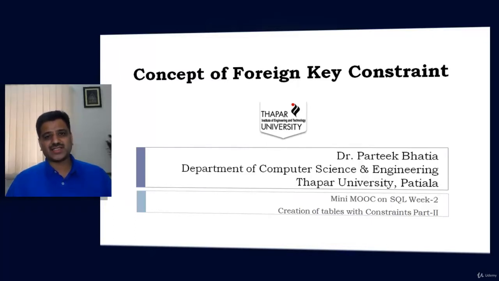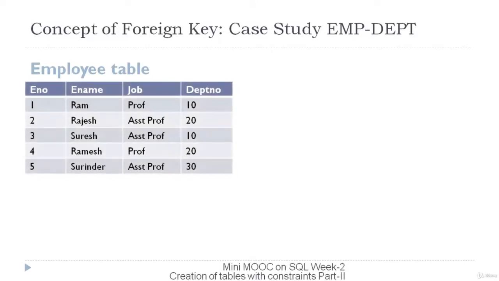Let's start this session. Let us understand the concept of foreign key constraint through employee department database. For this, we have employee table. Here, we have employee number, employee name, job and department number as its column. And I have inserted 5 records.